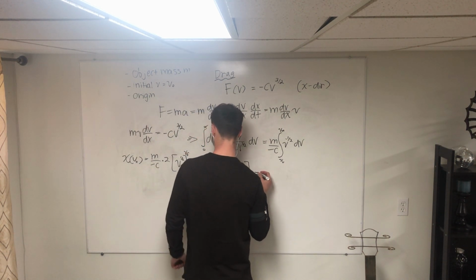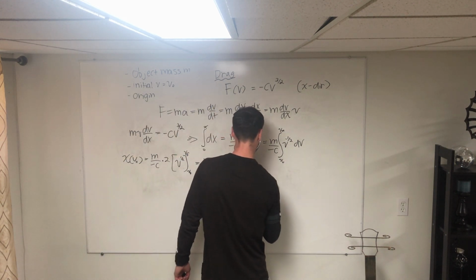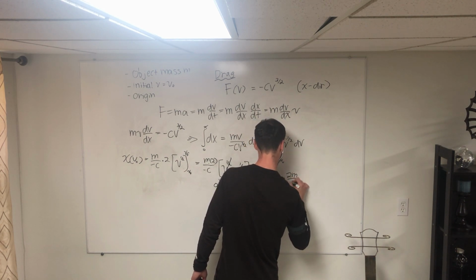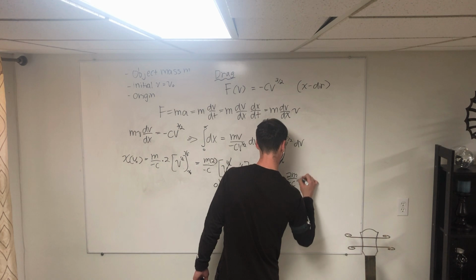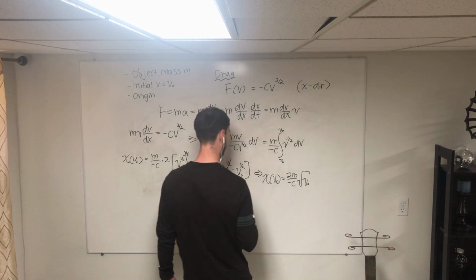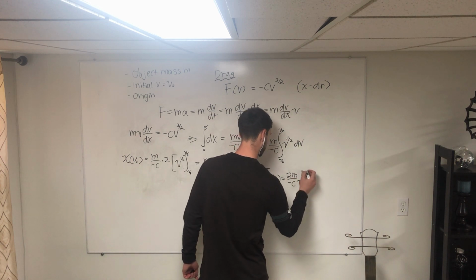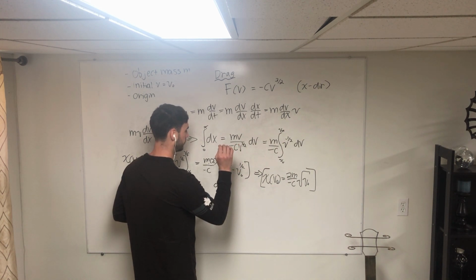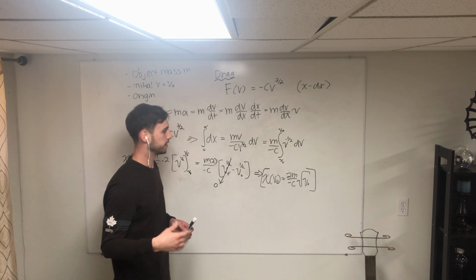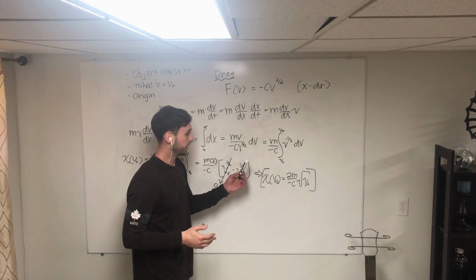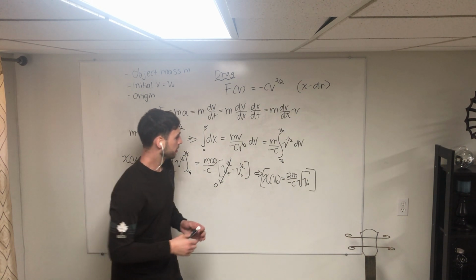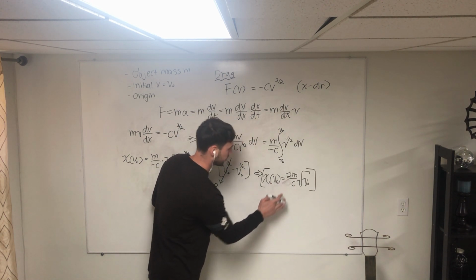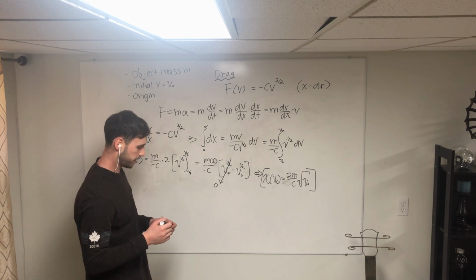I'll just rewrite it here. x of v0 equals 2m over c times the square root of v0. And there you have it. So this is the position as a function of the initial velocity v0. So you put in an initial velocity and you get the position. This is positive, I'm sorry, I'm just going to remove that negative. There. 2m over c.